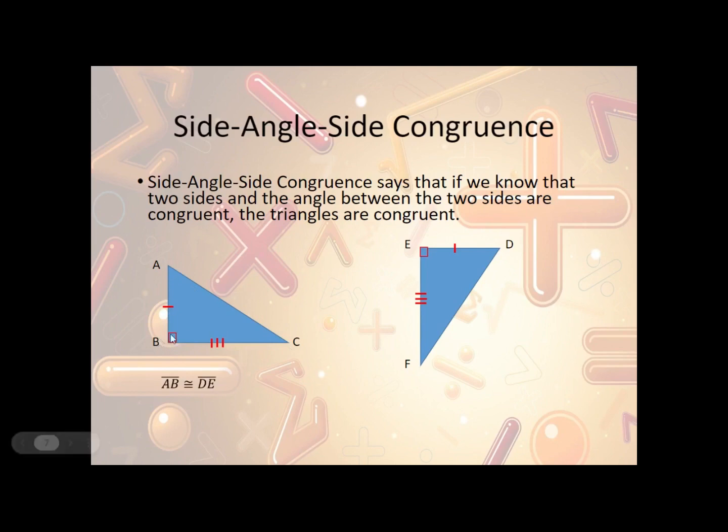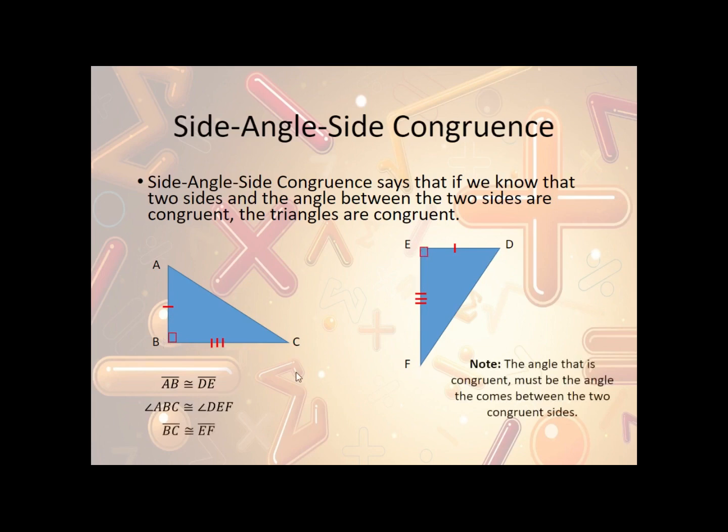So here we know that AB is congruent to DE. And between them, we know that there's an angle here, angle ABC, that's congruent to angle DEF. And then we know that side BC is congruent to side EF. Therefore, we have two sides and an angle between them that are congruent, so therefore we can say that triangle ABC is congruent to triangle DEF.